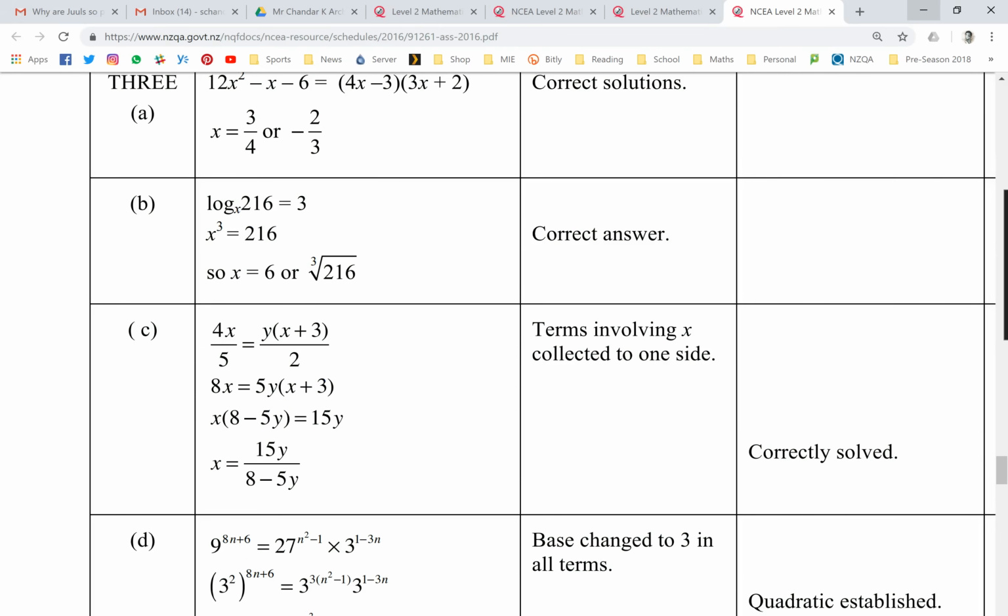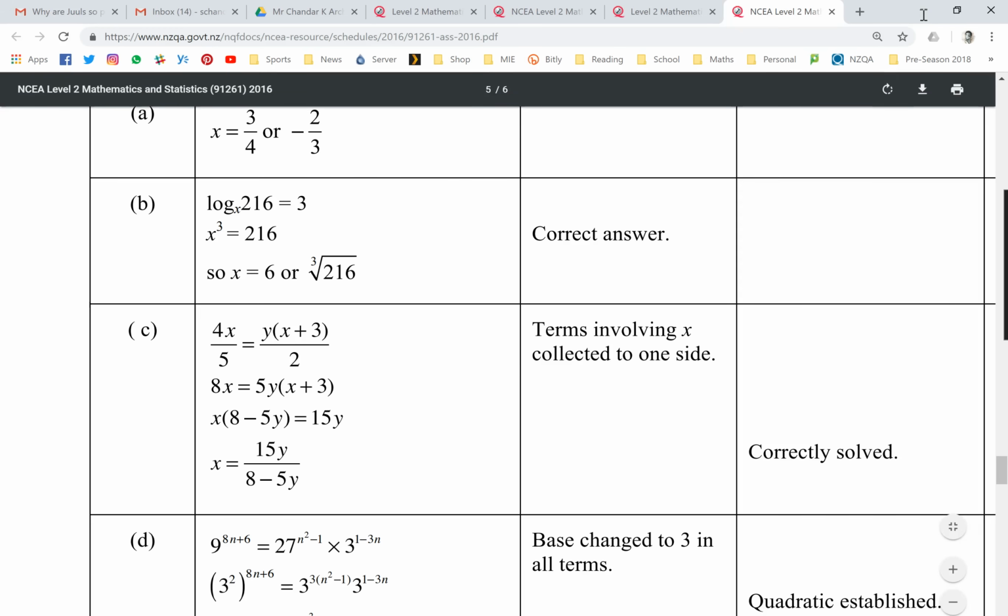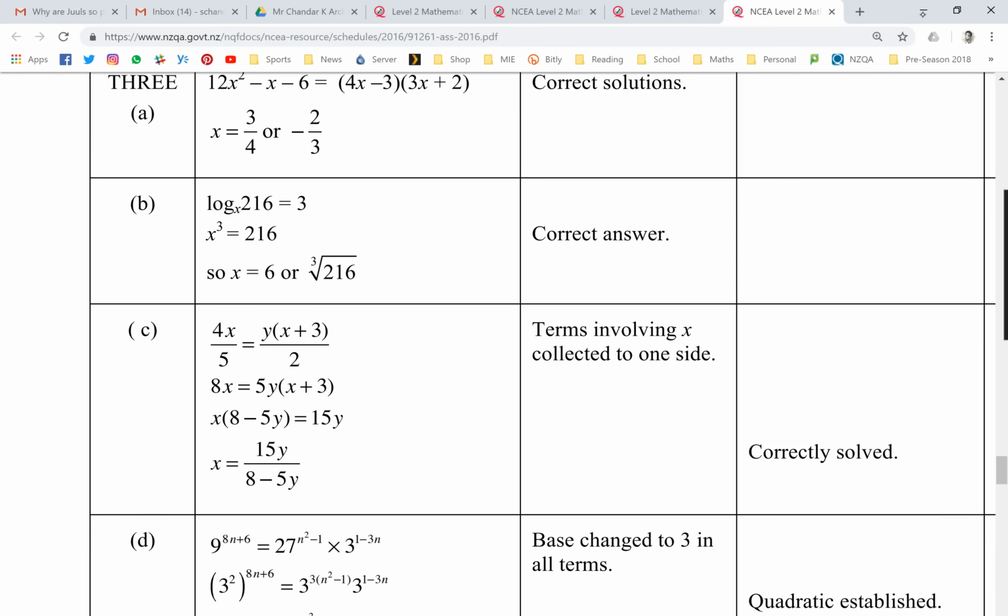So guys, this was the previous question we were having a look at. Now it says to get an achieved, terms involving x collected to one side. So even if you did it up to this third line here, you could still get an achieved for it, even if you bring all the x's to one side. Okay? All right, the next question.